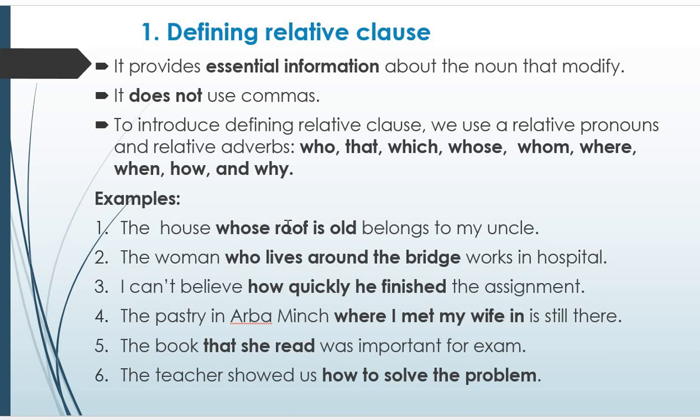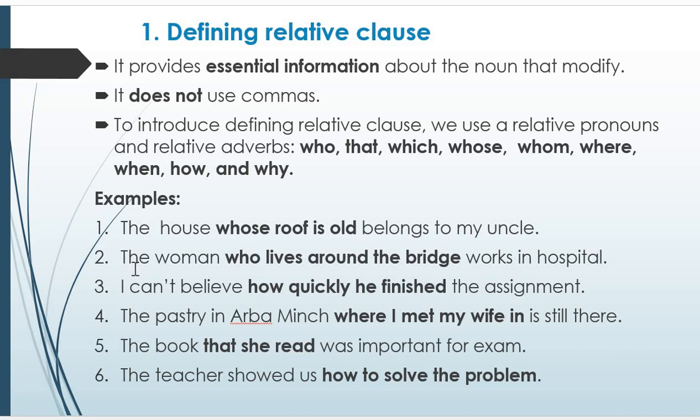The house whose roof is old belongs to my uncle. Here, the highlighted one is a defining relative clause. It gives essential information, or very important information, about the noun house. It doesn't use commas, as you have seen here. All of the highlighted clauses are defining relative clauses.